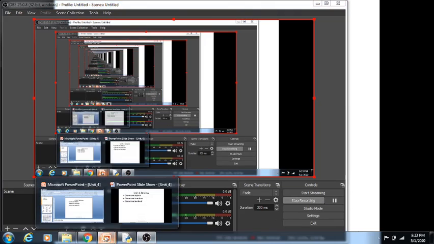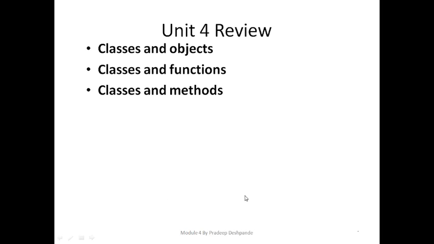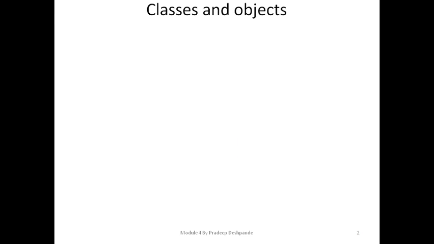Today we will see the fourth module here. The fourth module contains three chapters: classes and objects, classes and functions, and classes and methods. Okay, we'll see the first chapter first, classes and objects. Classes and objects you have already studied in Java or object-oriented concepts in the fourth and fifth semesters.